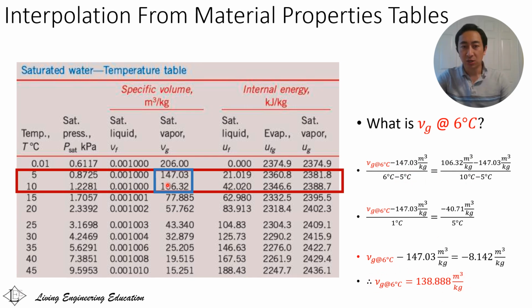So we can see that it checks off. You can also see that this value is closer to 147 than it is to 106. And that makes sense as well because 6 degrees Celsius is closer to 5 degrees than it is to 10.